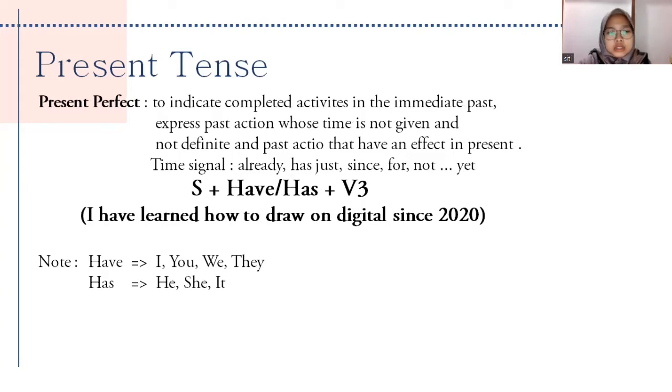And there is the rule when to use have or has. Have is used for subject I, you, we, and they, and has is used for subject he, she, it.